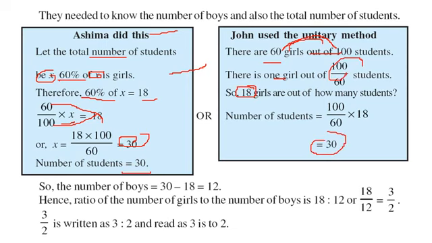So when you got 30 as the total, 18 is the girls. So just subtract 18 from 30, you get 12. So 12 is the number of boys. So 18 is to 12, that is 3 is to 2. 6 threes are 18. So 3 is to 2, or 3:2, is the ratio.